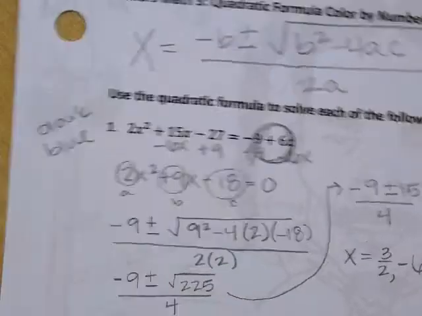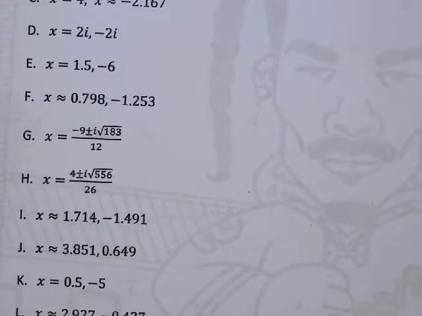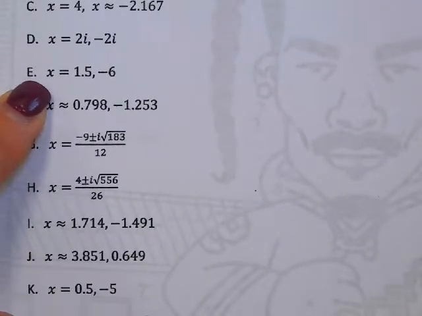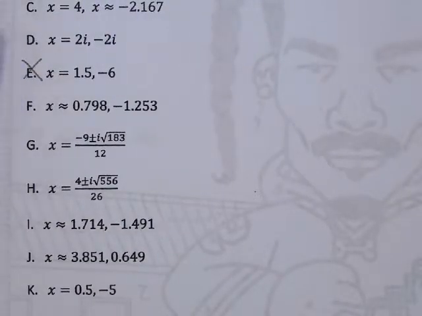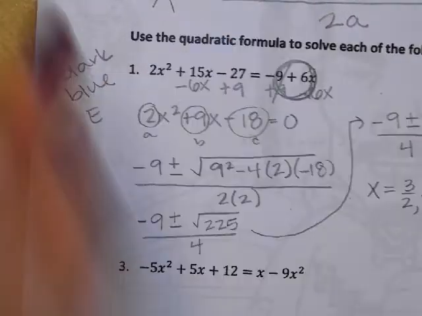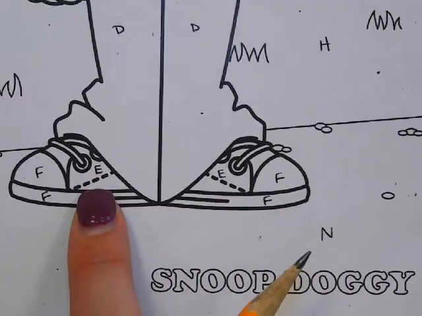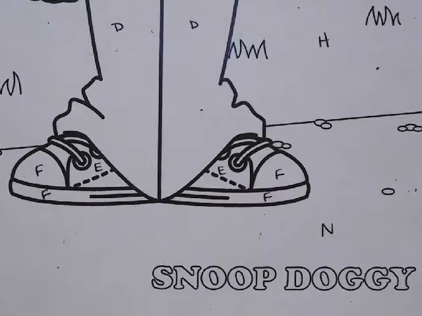Okay, so 3 halves and negative 6. We're looking for that number. It's E. E is 3 halves and negative 6. They just wrote it as a decimal. So E, the answers are on the very back page. So E is the answer for number 1. So if I look at the picture, E is the shoes, and so his shoes are going to be dark blue for me. I have the red shoes.